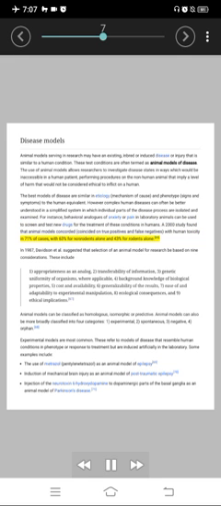In 1987, Davidson et al. suggested that selection of an animal model for research be based on 9 considerations. These include: 1. Appropriateness as an analog. 2. Transferability of information. 3. Genetic uniformity of organisms, where applicable. 4. Background knowledge of biological properties. 5. Cost and availability. 6. Generalizability of the results. 7. Ease of and adaptability to experimental manipulation. 8. Ecological consequences. And 9. Ethical implications.